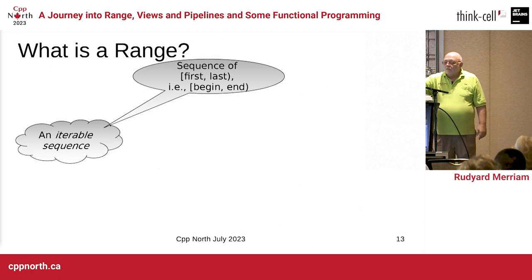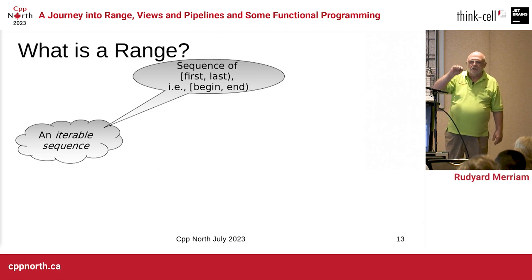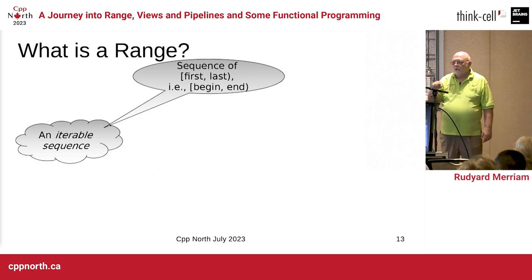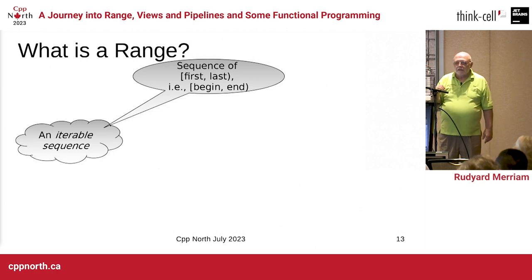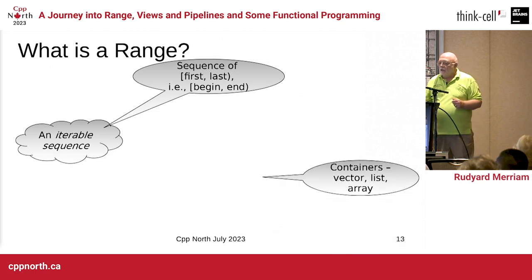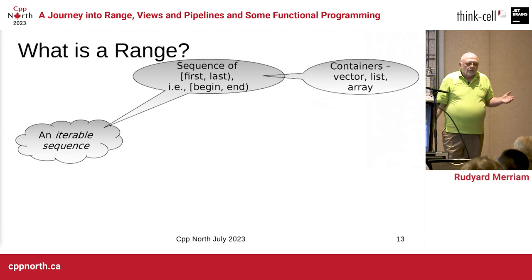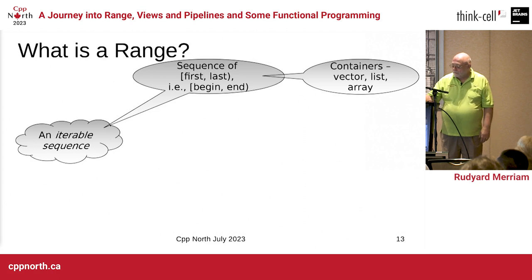Note here, first has a square bracket in front of it. That means first is included in this iterable sequence. The parenthesis after last means last is not included in the sequence. And again, we're familiar with that because end is not part of the sequence. It's one past the end when we're working with it. That's what we're used to with containers: vectors, lists, arrays, whatever we work with.